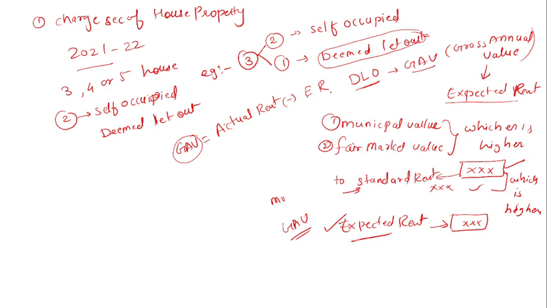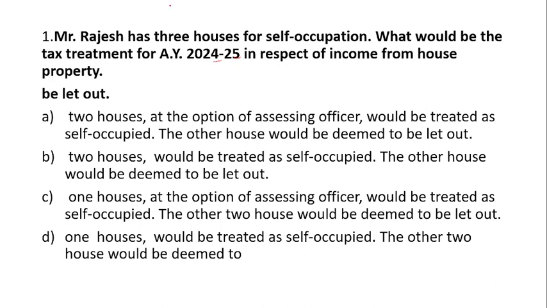So what is the question? The question is about Mr. Rajesh, who has 3 houses for self-occupation. What will be the tax treatment? How will we treat these 3 self-occupied houses in income tax under income from house property?